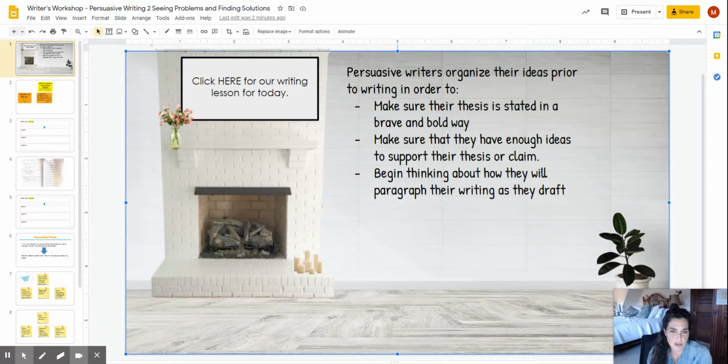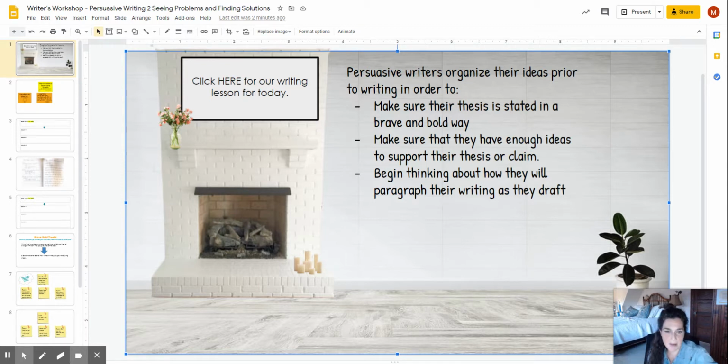So today I want you to know that persuasive writers organize their ideas before they start writing for a couple of reasons. The first reason is to make sure that their thesis is brave and bold. The second reason is to make sure that they have enough ideas to support their thesis. And the third reason is to start thinking about how they might paragraph their writing as they draft.